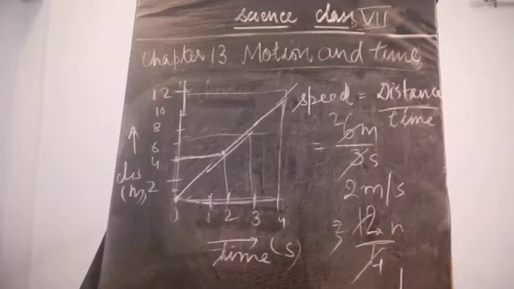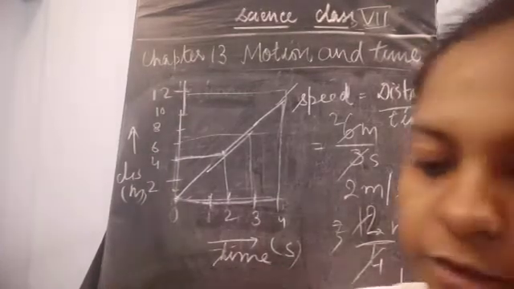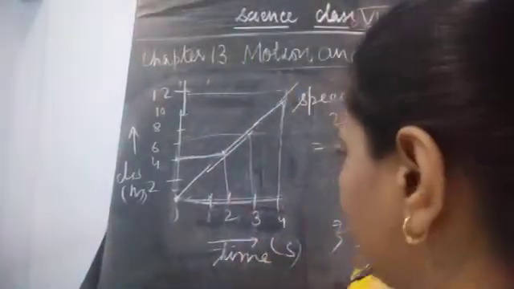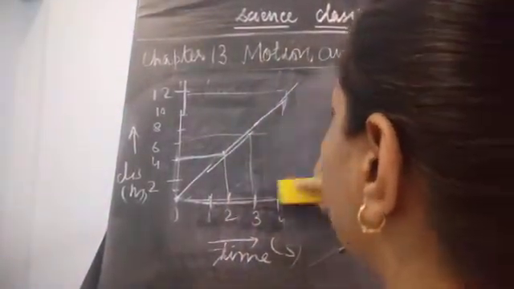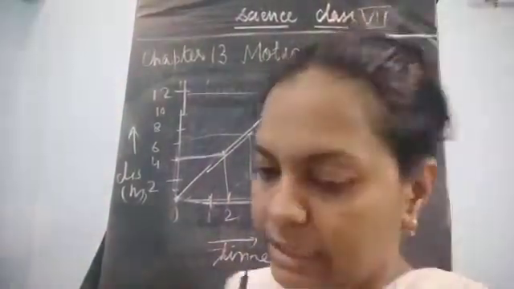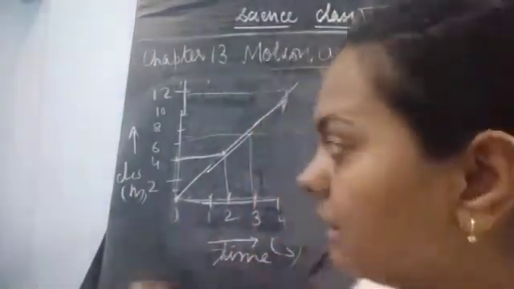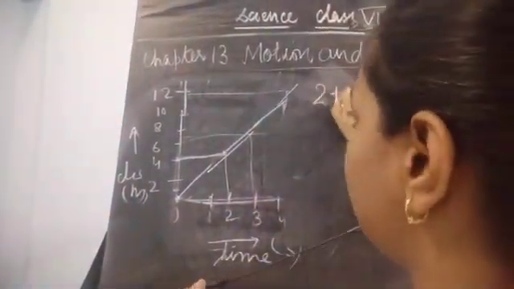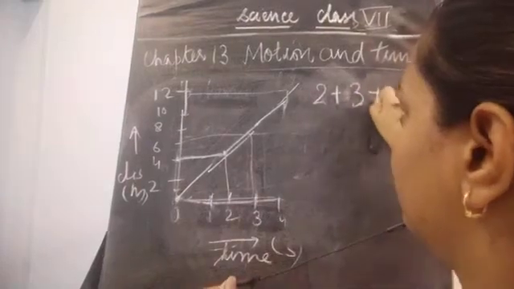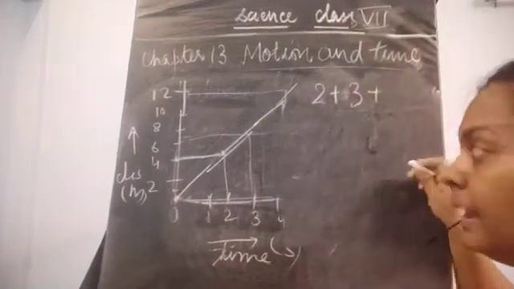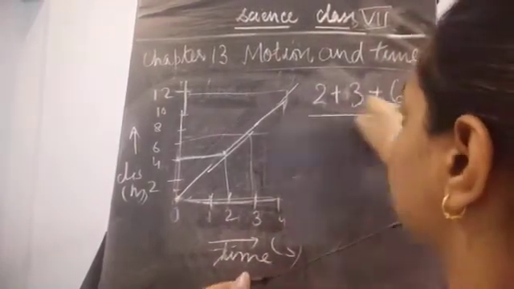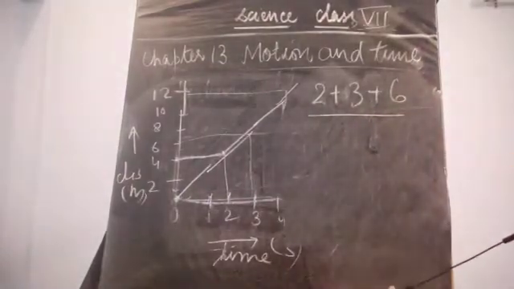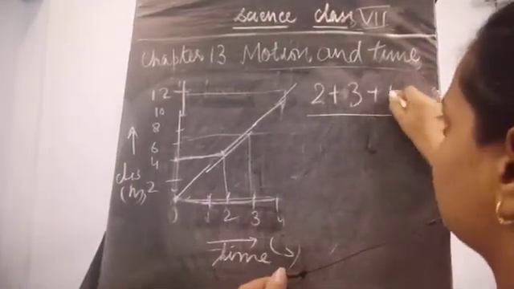Now, if you need to calculate the average speed, then what we can do is, average speed means total distance upon total time taken. Now, what about total distance? If it is 2 meters, you will calculate 2 plus 3, okay, and then 6, or we could calculate this as 5.